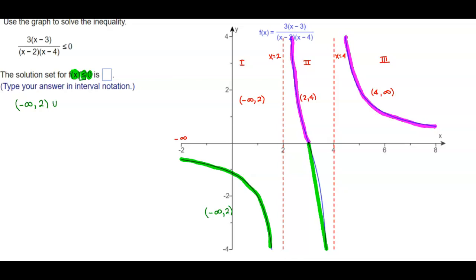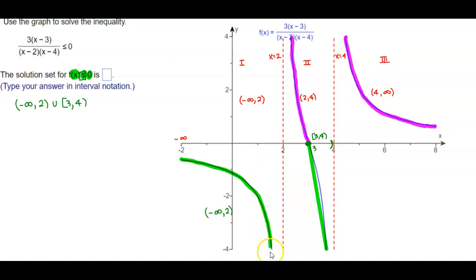And now union. Now where is it below the x-axis? Well, you can see that this value is 3, and it's crossing through that point. Since it crosses through that point and it's less than or equal to, it's below the x-axis where it starts at bracket 3, and it's going to the value of 4. So it's decreasing between 3 and 4 because it doesn't cross that vertical asymptote, and it's below the x-axis. So it goes from bracket 3 to 4 with a parenthesis.